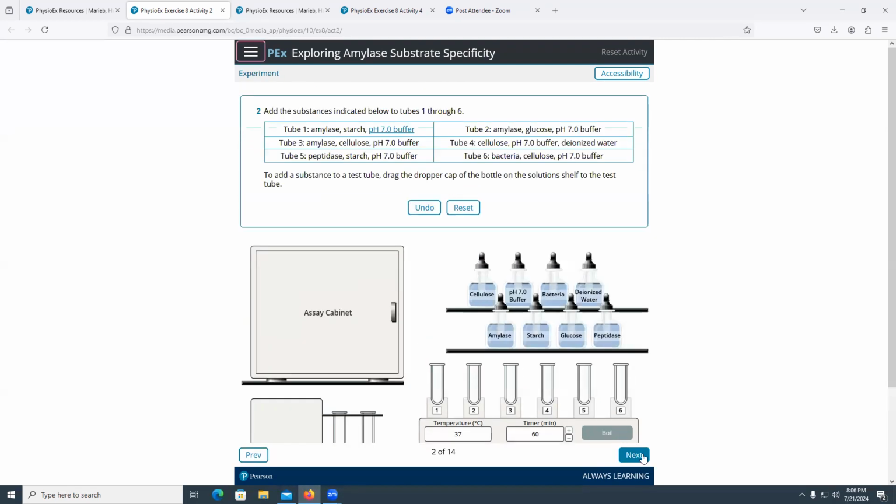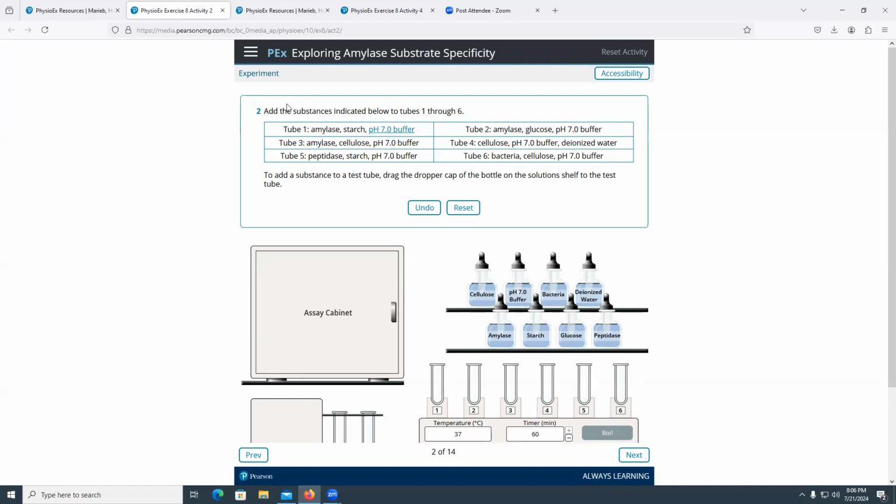So let us go with the first two. So now not only are we dropping the content, but we also have to make hypotheses as we're going along. So the pH 7 buffer approximates the pH in the mouth. In our mouth, the pH is 7, in the stomach, the pH is 2, and in the intestine, in the pancreas, the pH is around 9.